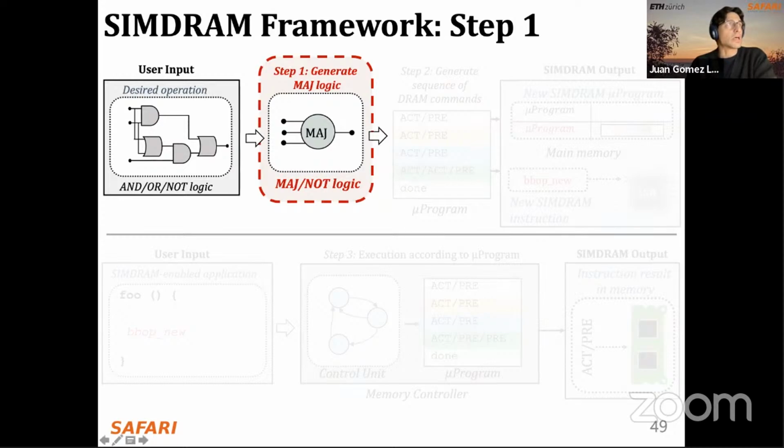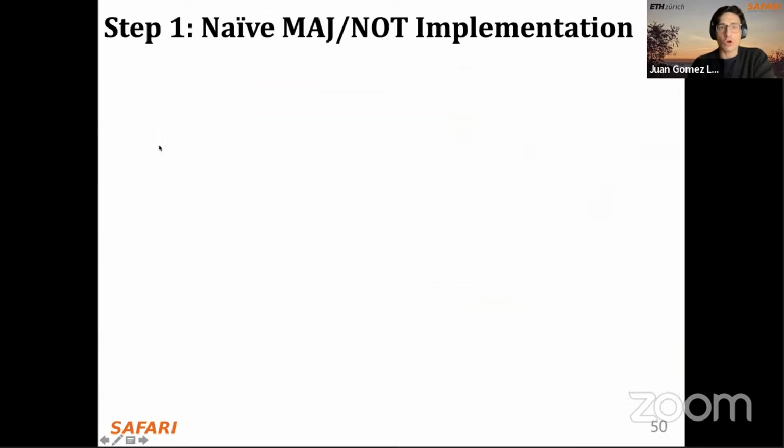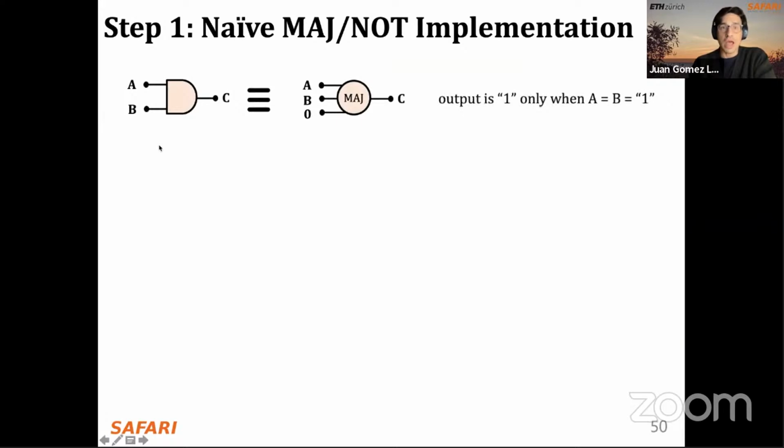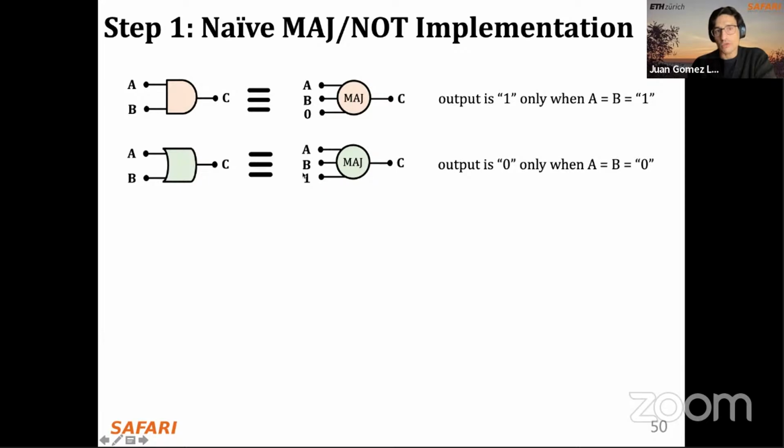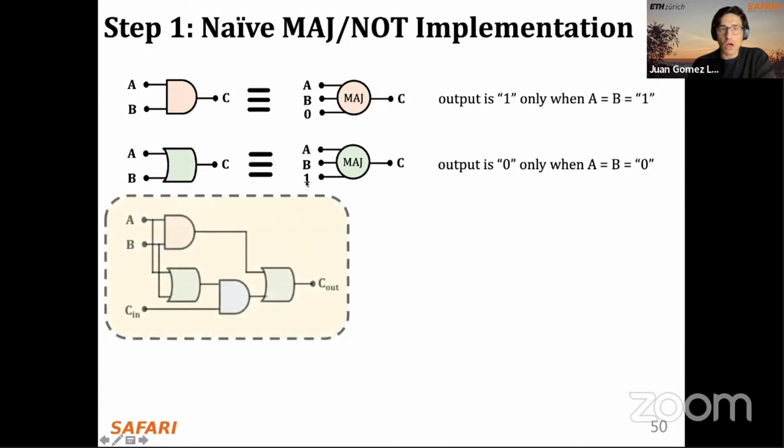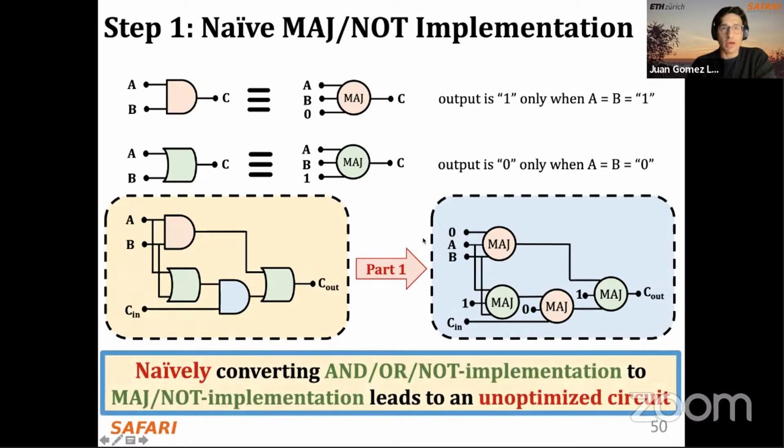In the first step, as you know already, what we do is generating the majority-based logic from the AND/OR/NOT logic. We can start with a naive transformation, right? So we already know that an AND operation is essentially a majority operation where one of the inputs is 0, and an OR operation is a majority operation where one of the inputs is 1, and we could come up with a straightforward conversion of the AND/OR/NOT based representation into the majority/NOT based representation.